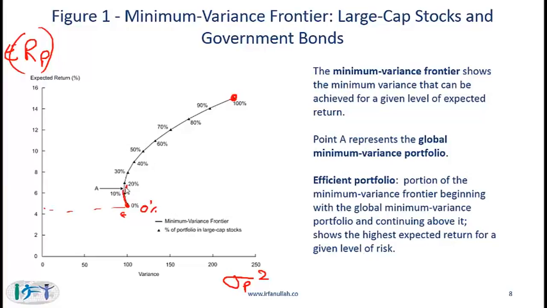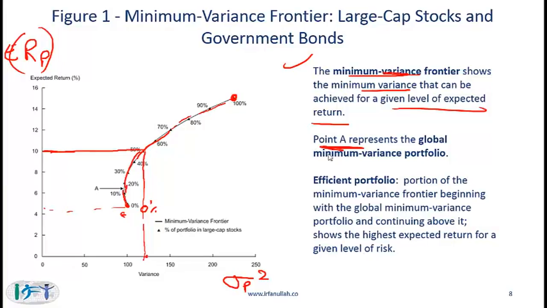This overall graph or curve is called the minimum variance frontier. It shows the minimum variance that can be achieved for a given level of expected return. So at any expected return, let's take the 10% mark, this graph shows you the minimum variance. So this is a term that should be familiar.